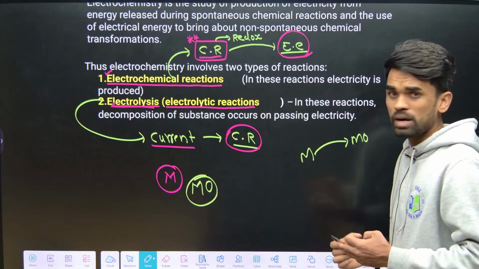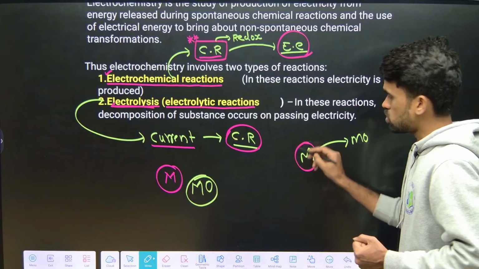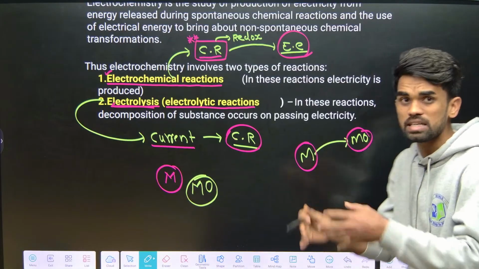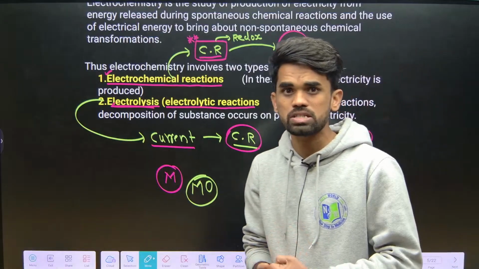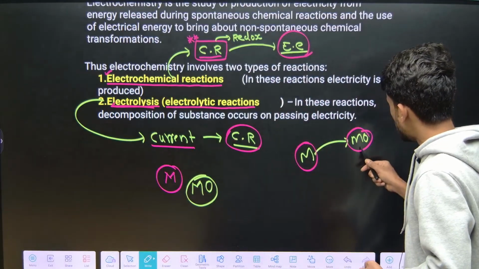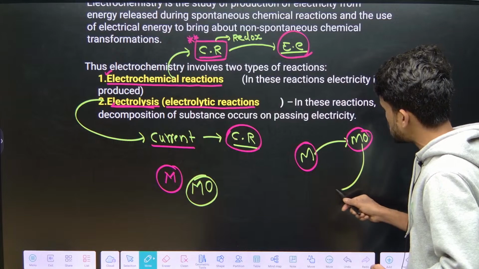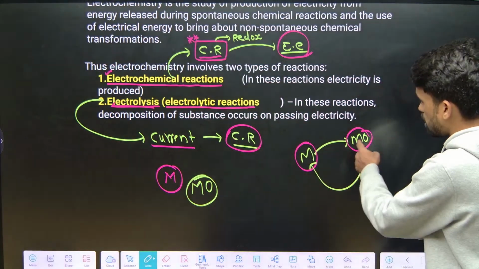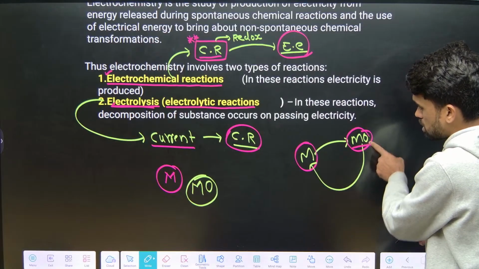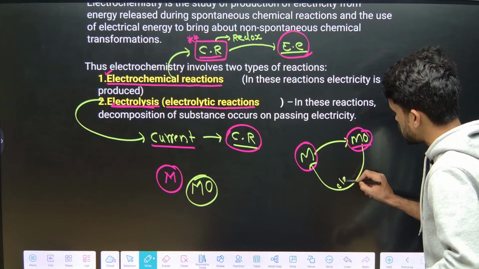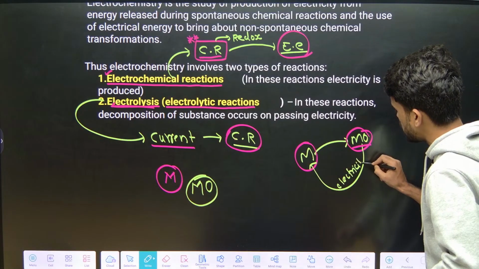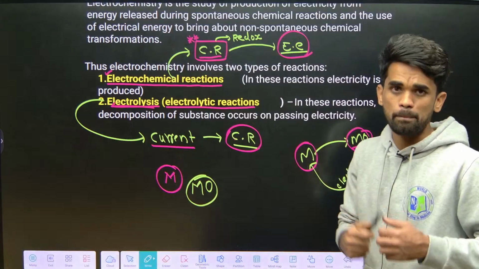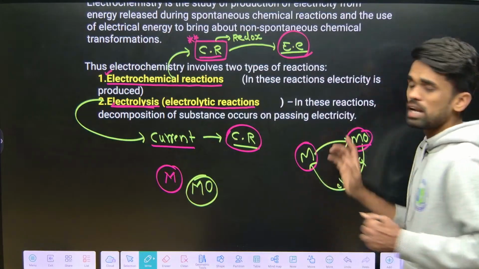But what we require now is a pure metal. Pure metal can be obtained only from these metal oxides, because in nature the metal exists in its oxide form. So now we need to bring a non-spontaneous chemical change from metal oxide to its metal state. We are converting metal oxide to metal by passing some electricity. With what help? By passing electricity, we are making this process happen. So that is the electrolysis process.